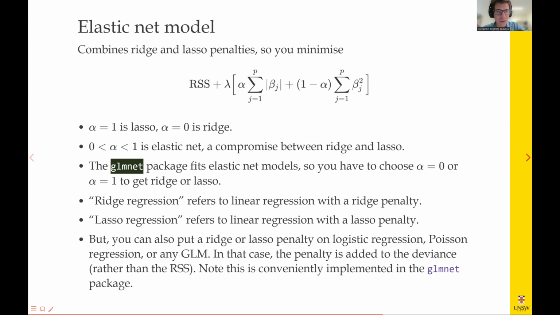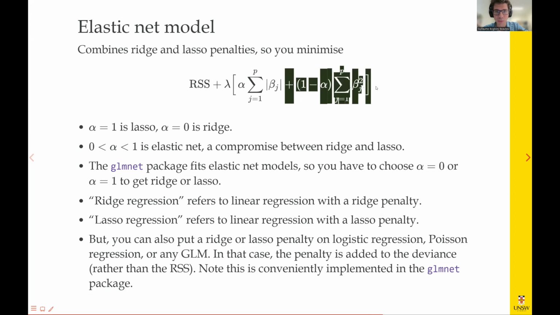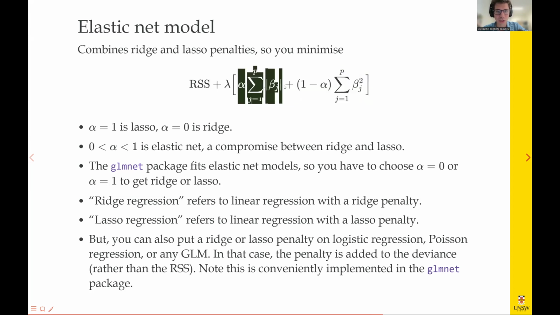Now, we need to know this at least in R, because the package we use is GLMNet, where net stands for elastic net. This package in general does the elastic net, but we can recover ridge and lasso by having either alpha equals 0, which would be ridge, because this term would be the ridge one, or if you want lasso, you just use alpha equals 1, in which case this term disappears and you fall back on your lasso.